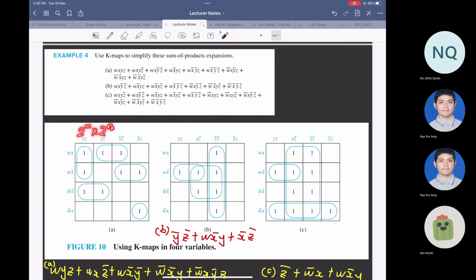Okay, makes sense, because we can only combine x and x bar. We cannot combine x bar and y. Does it make sense? Only x and x bar will give the identity law, so we can combine them. We cannot combine x bar y like that. So we can only build a block of 2 to the power m times 2 to the power n, for m and n natural numbers.